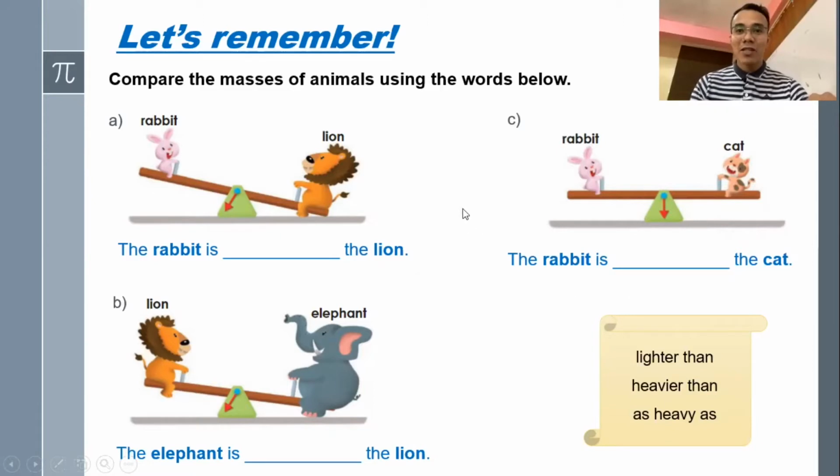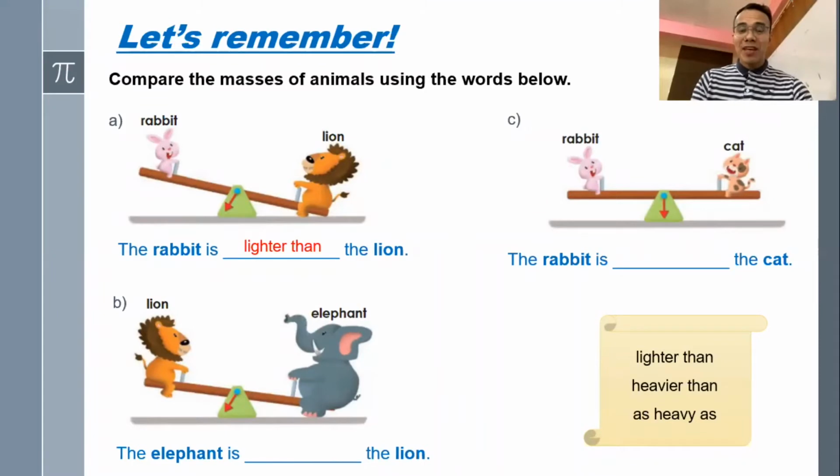Let's have letter A. There's a rabbit and there's a lion. The rabbit is blank the lion. Since the weighing scale is not balanced, then one of them must be heavier and one of them must be lighter. The correct answer for letter A is lighter than. The rabbit is lighter than the lion.